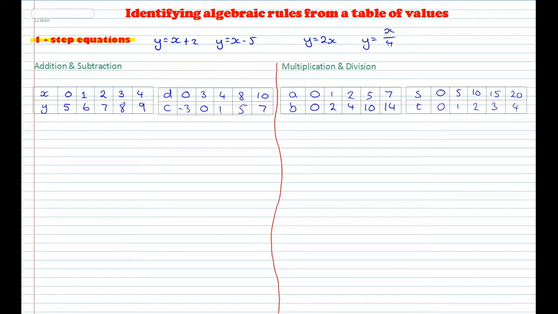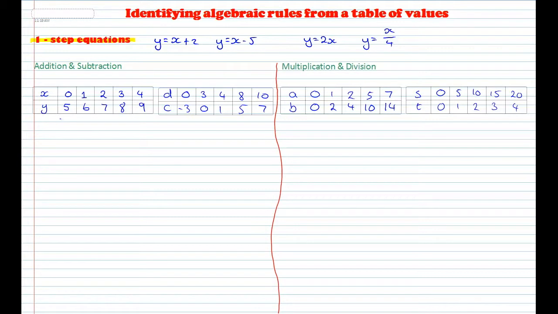So let's go through now and have a look at these tables of values that you can see here, and we'll pay attention to the addition and subtraction ones first of all. As you can see here, we've got the first table where you've got x and y, and you can see it's going up by 1s here, and it's going up by 1s down the bottom as well. But what are we going to do to figure out what's actually happening? What's the pattern between the two?